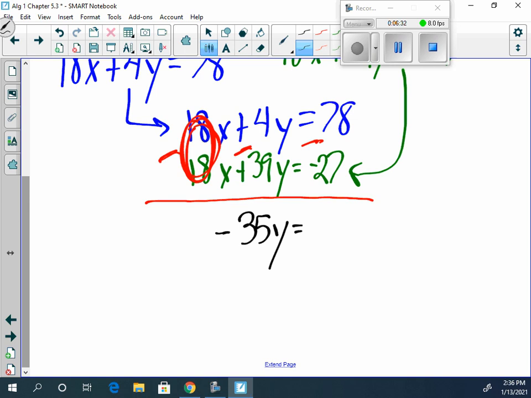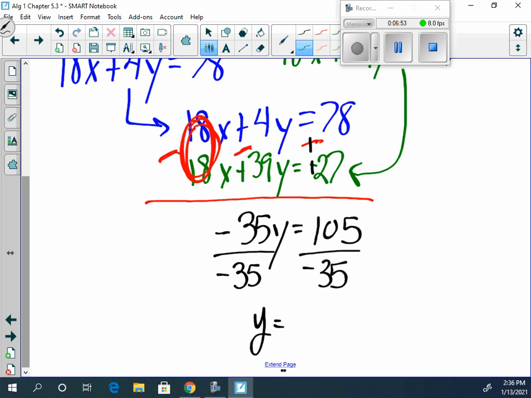Equals. Well, negative and negative here would make a... And last but not least, what do we need to do? Which tells us y is equal to... So we're halfway done.